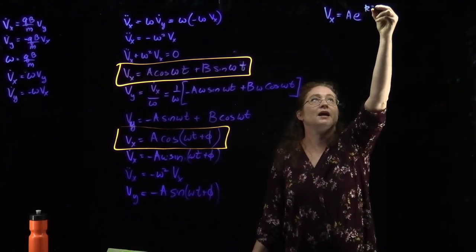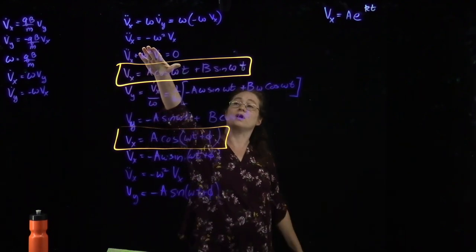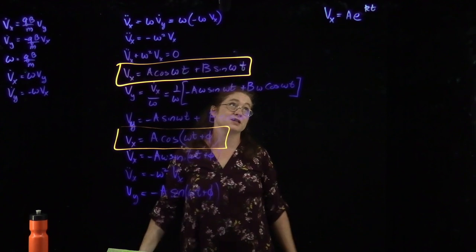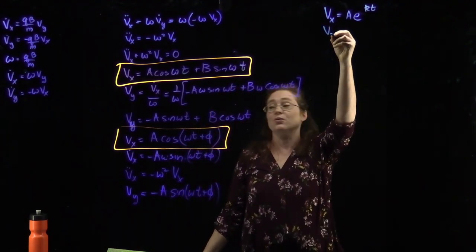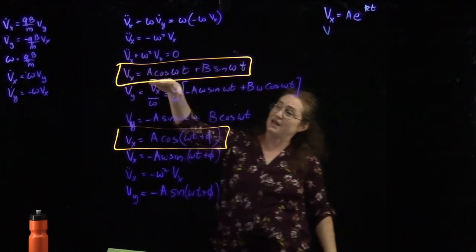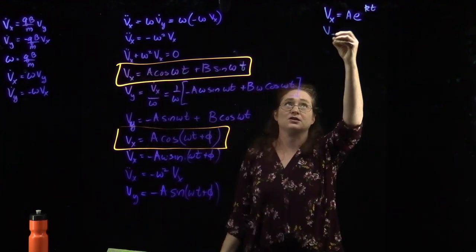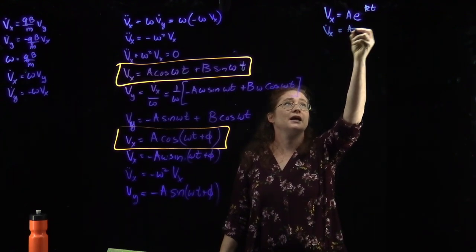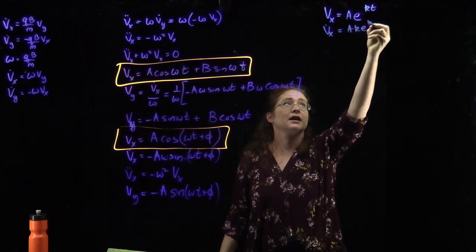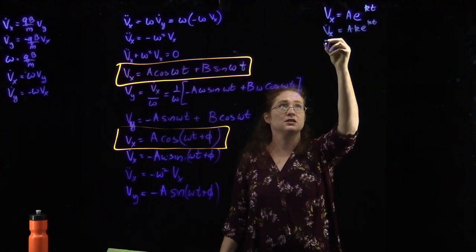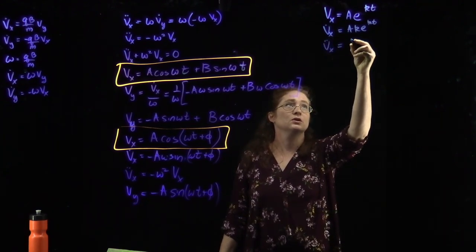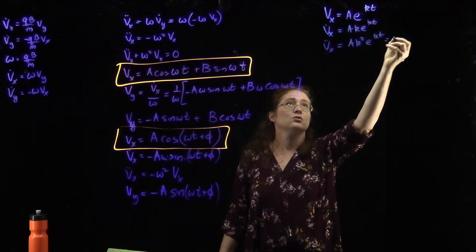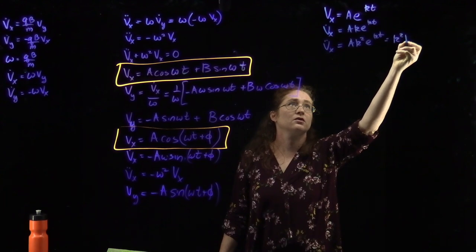Vx equals a e to the kt. The reason this is a good trial solution is because we have something where its second derivative is proportional to the function itself. So we have two classes of functions that fit that, sines and cosines and exponents. So Vx dot is a k e to the kt. Vx double dot is equal to a k squared e to the kt, which is equal to k squared Vx.